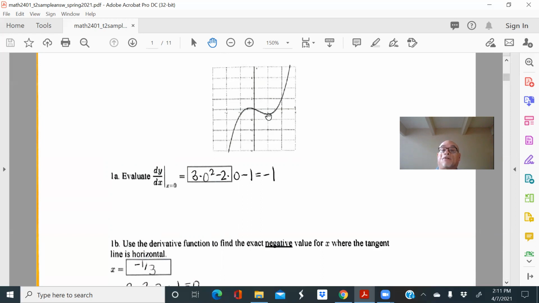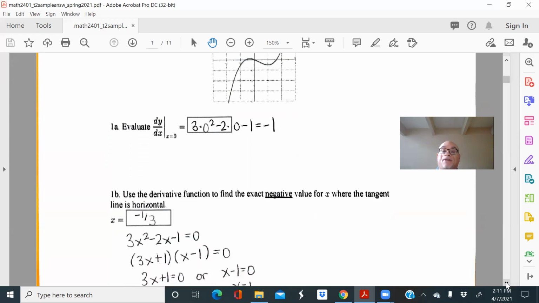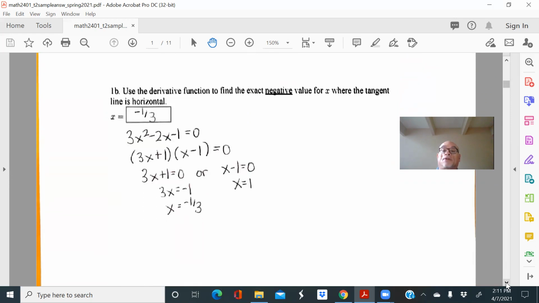There's another x value over here on the right-hand side. It looks like at x equals, I can't read the graph very well, is that x equals 1? I think so. There is another place where the tangent line is horizontal, correct? But we want the negative x value, so we want to find this value over here on the left-hand side. But we can find both of those values from the derivative.